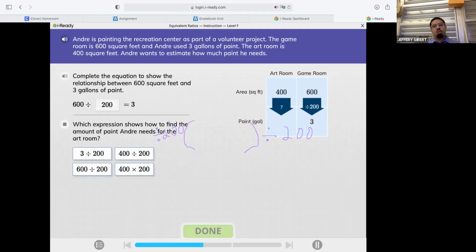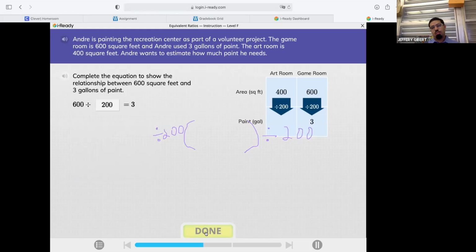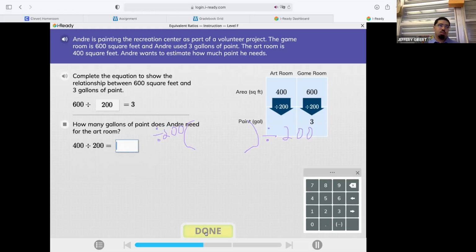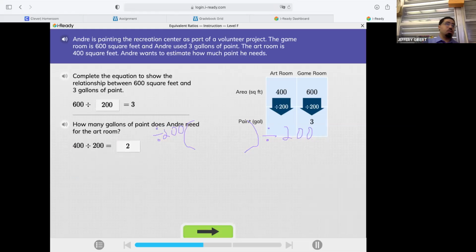Which expression shows how to find the amount of paint Andre needs for the art room? Like I said, I did 400 divided by 200 to get the answer. So 400 divided by 200. How many gallons of paint does Andre need for the art room? Like we said, 400 divided by 200 is 2. Andre needs 2 gallons of paint for the art room. All right, good job. Hopefully you do well on that.